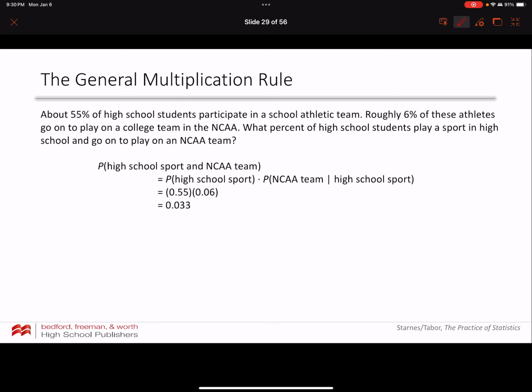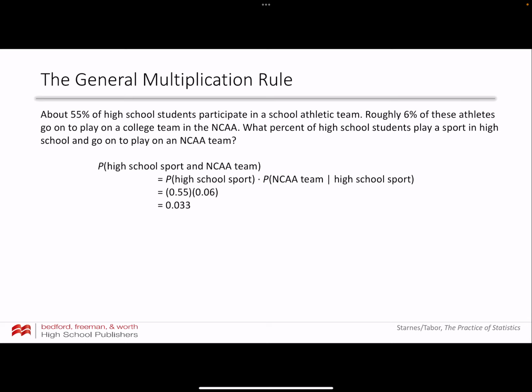All right. Let's revisit that problem we just looked at. 55% of high school students participate in a school athletic team. 6% of those athletes go on to play on a college team. What percent of high school students play a sport in high school and go on to play on an NCAA team? What we did was multiply 0.55 times 0.06. We were like, oh, we just need 6% of 55%, right? Let's talk about what those things really were.